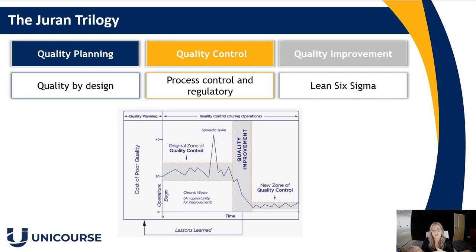As you can see by this diagram, the Duran trilogy is often presented as a graph with time on the horizontal axis and cost of poor quality on the vertical axis. I really like this diagram because I think it's a good visual. If you can't see it, just zoom in a little bit more, and it breaks down what it is about.